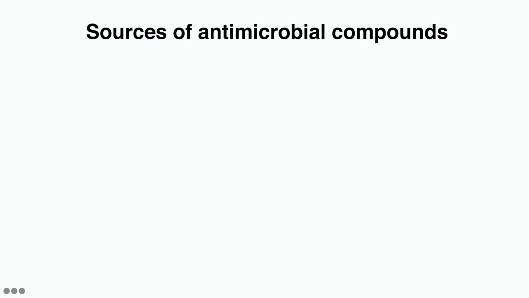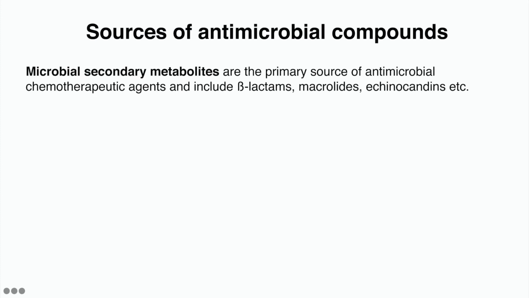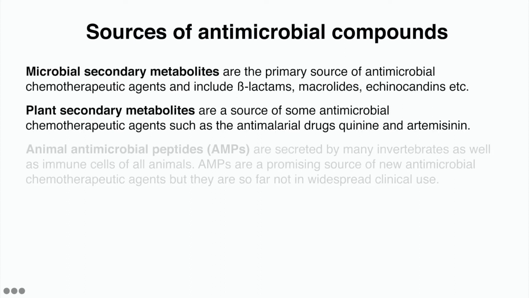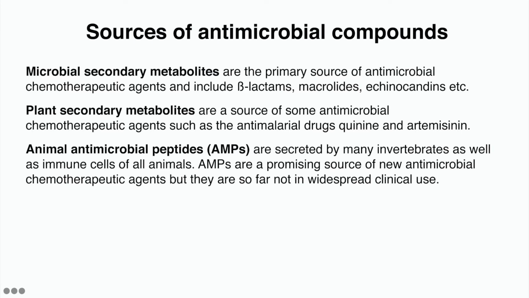Chemical compounds that have antimicrobial activity can be derived from a number of sources. By far the most common source of antimicrobial chemotherapeutic agents is microbial secondary metabolites, which include some of the most widely used antimicrobial chemotherapeutic agents today. Plant secondary metabolism is a source of some prominent antimicrobial chemotherapeutic agents, especially antimalarial agents. Animals produce antimicrobial peptides either as body secretions in invertebrates, but also by immune cells of all animals. Although animal antimicrobial peptides appear promising, they are not in widespread clinical use so far.